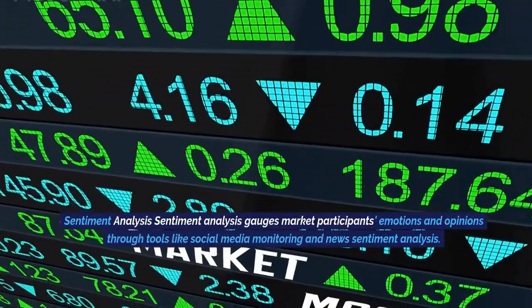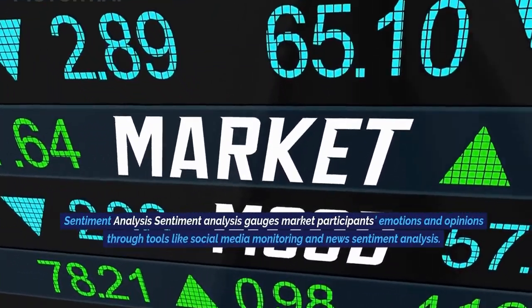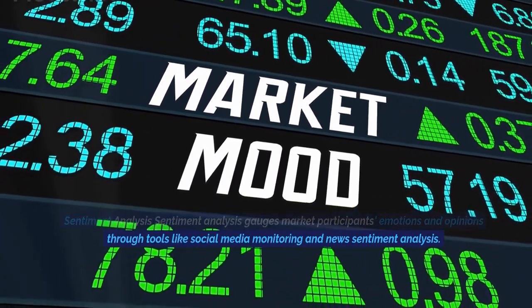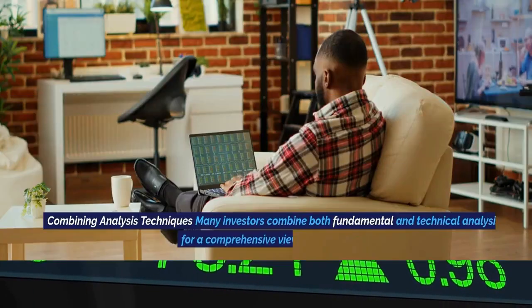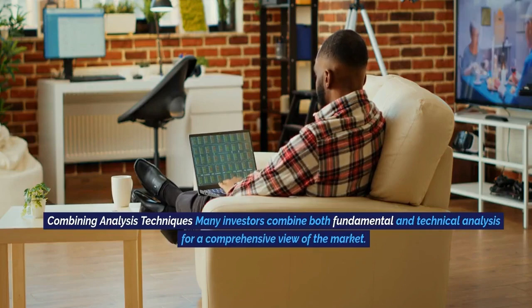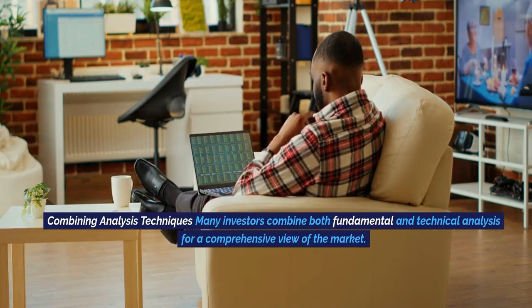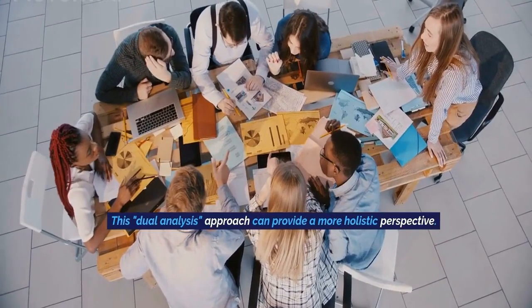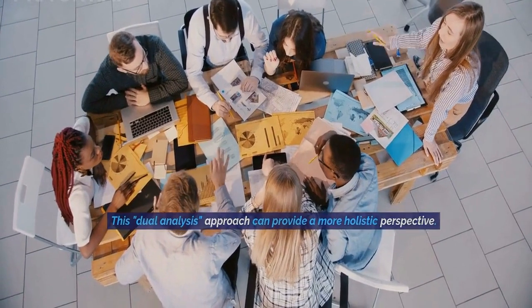Sentiment analysis. Sentiment analysis gauges market participants' emotions and opinions through tools like social media monitoring and news sentiment analysis. Combining analysis techniques. Many investors combine both fundamental and technical analysis for a comprehensive view of the market. This dual analysis approach can provide a more holistic perspective.